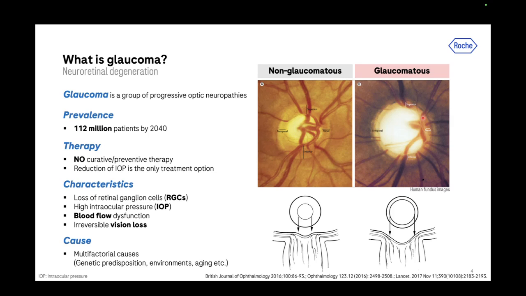So importantly, glaucoma is multifactorial. While family history and aging are established risk factors, environmental and molecular contributors are also being increasingly recognized. So the question is, what are the mechanisms driving RGC death beyond the IOP, and how can we target them?